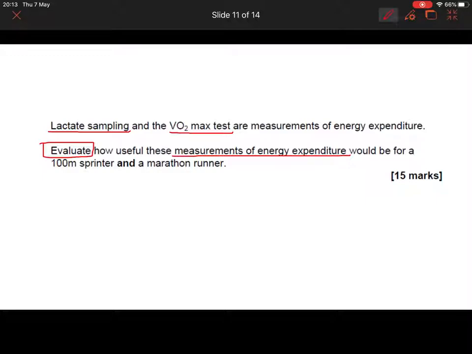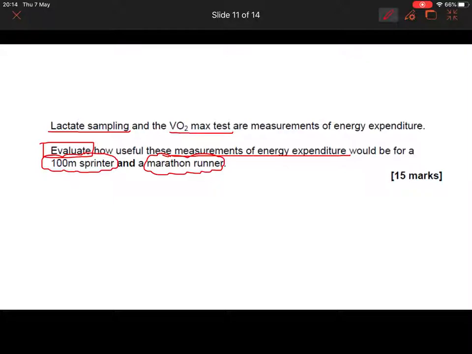You don't have to talk about indirect calorimetry. Okay? So, we've boxed the command word, we've underlined the subject content, now we find the sport, the S. And in actual fact, there's 2 sports here. There's a 100 metre sprinter and there's a marathon runner.